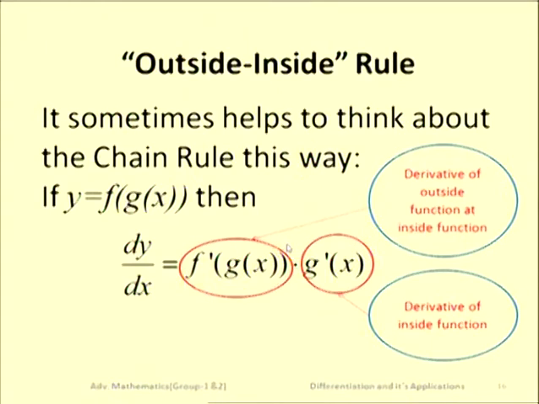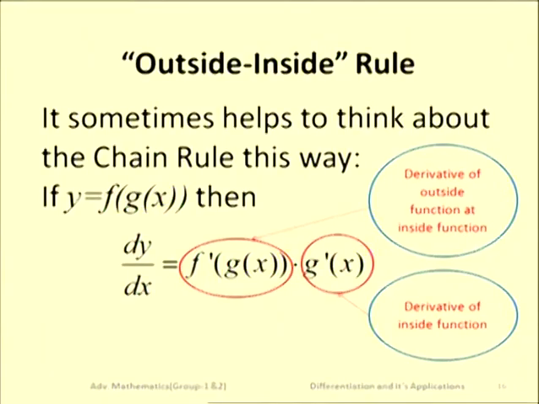Again, we can have one more interpretation of the chain rule. For better understanding, and to make things comfortable and easy, instead of each time assuming u and then differentiating y with respect to u and u with respect to x, we can make a rule, another format of the chain rule, that makes our work more easy and comfortable. How is it? The outside inside rule. It sometimes helps to think about the chain rule in this way to make the solution more easy.